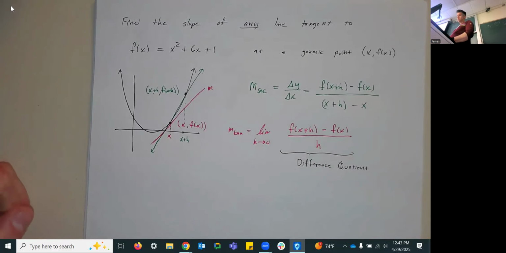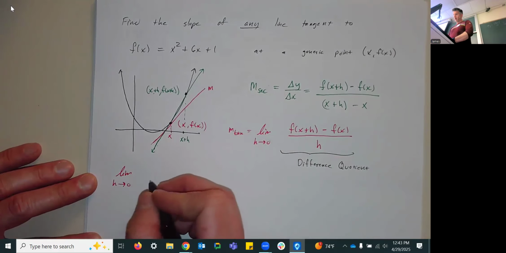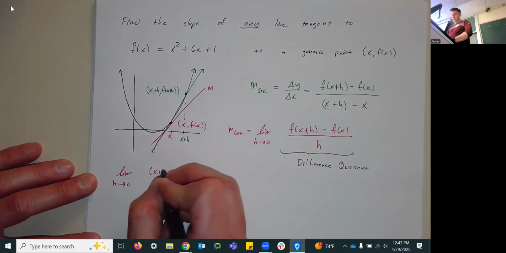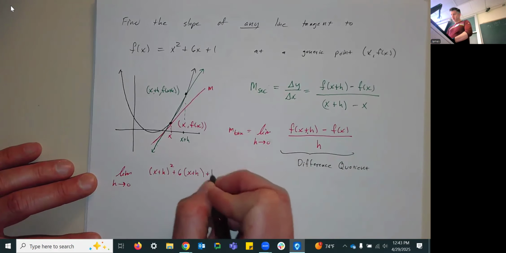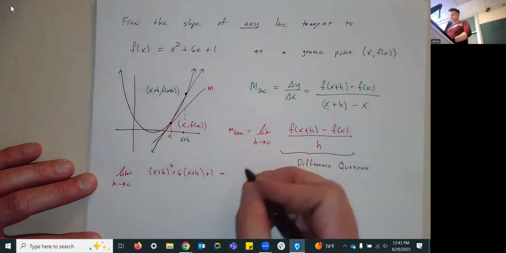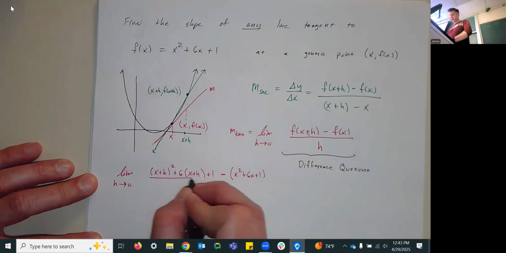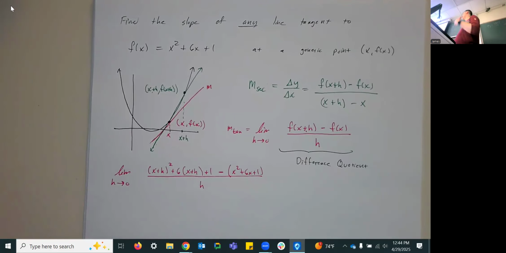So for this problem, that's going to be the limit as h approaches 0 of, let's see, f of x plus h is going to be (x plus h) squared plus 6 times (x plus h) plus 1, minus f of x, which is just x squared plus 6x plus 1, divided by h. And at this point, if we plugged in h equal to 0, you should be able to see that it's going to do the same thing it would have done before. We're going to get 0 over 0.